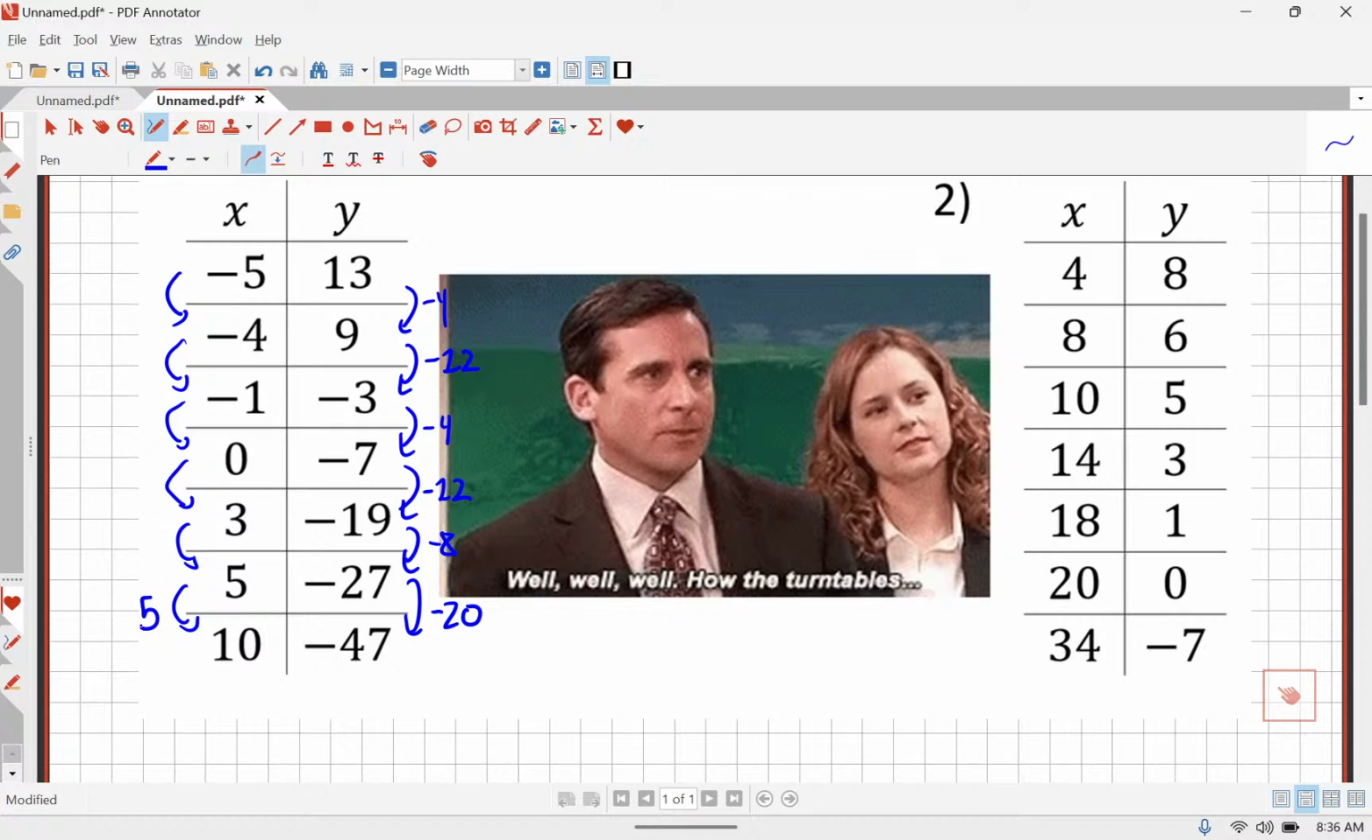10 minus 5 is 5. 5 minus 3 is 2. 3 minus 0 is 3. 0 minus negative 1 is 1. 1 minus negative 4 is 3. Negative 4 minus negative 5 is 1.